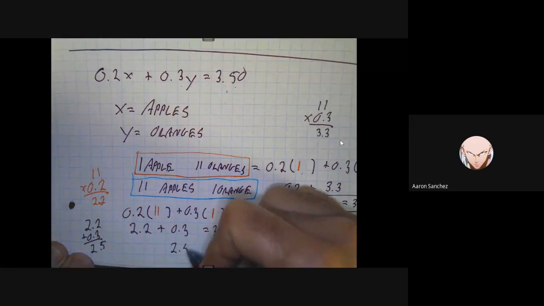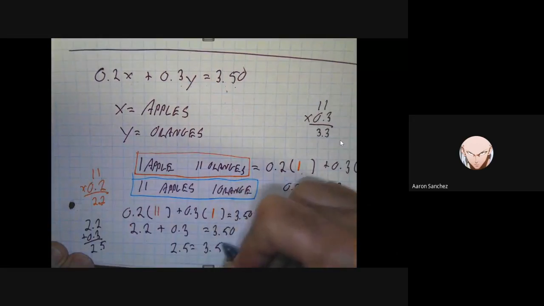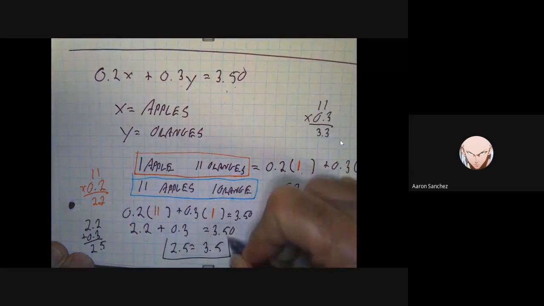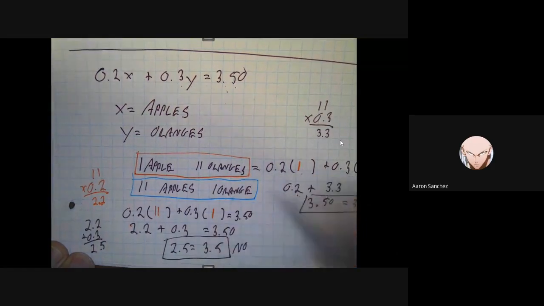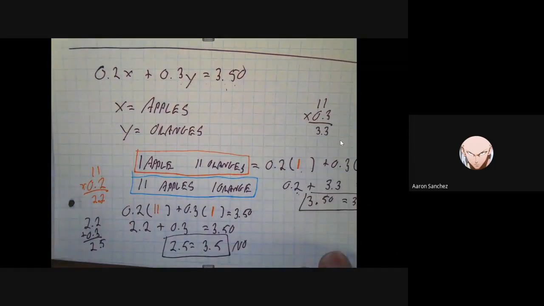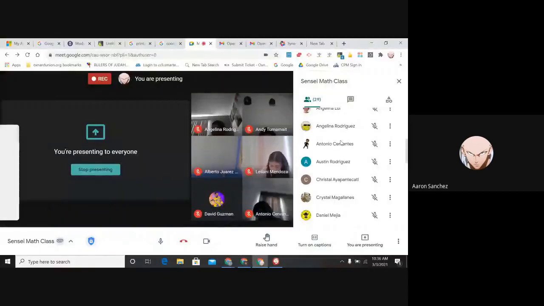2.5. Does that equal 3.5? No. So they're asking for the one that does not work. So that one does not work. So going back to our pair deck.